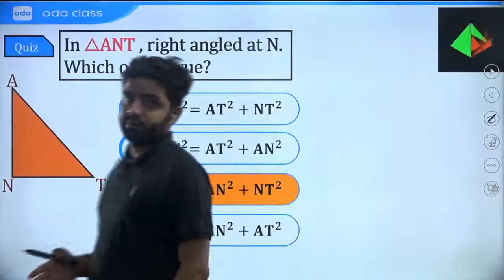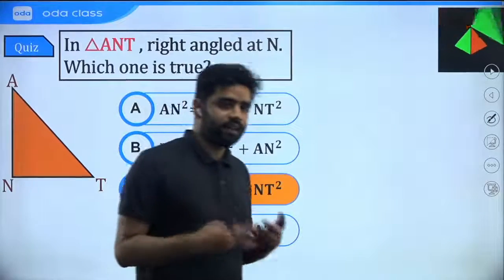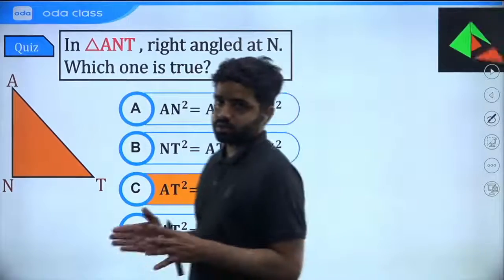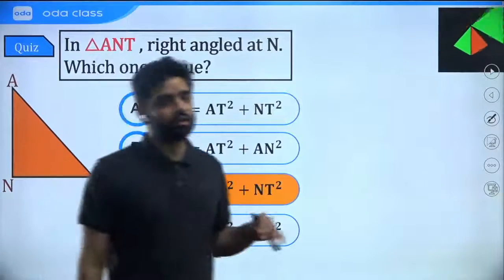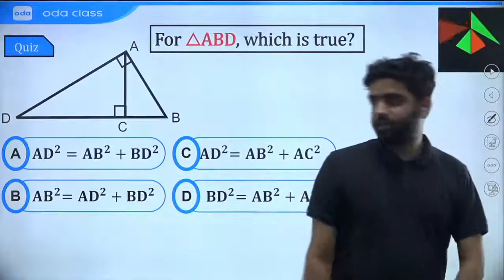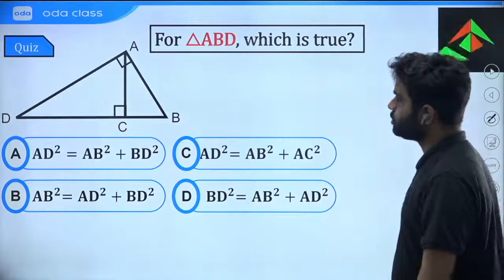What is the Pythagoras theorem? It says the sum of square of legs is equal to the square of hypotenuse. So we need to sum the square of legs, then equate it to the square of hypotenuse. That is what we need to do in applying the Pythagoras theorem. Let's try one more problem.